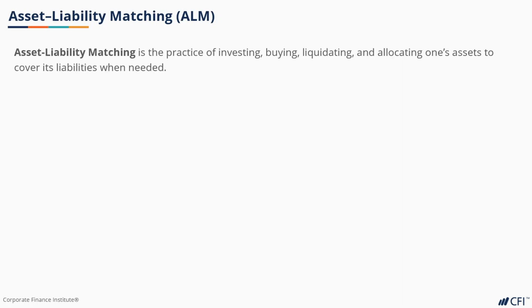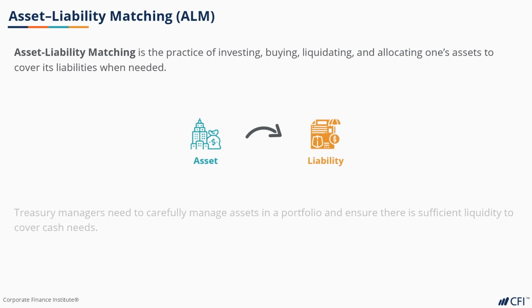Asset liability matching is also an important concept in the banking industry. It's the practice of investing, buying, liquidating and allocating one's assets in the need of covering its liabilities. Treasury managers need to carefully manage assets in a portfolio and ensure there's enough liquidity to cover any cash needs. Proper asset liability management, known as ALM, helps minimize financial risks that could result from mismatches between assets and liabilities in an investment strategy.